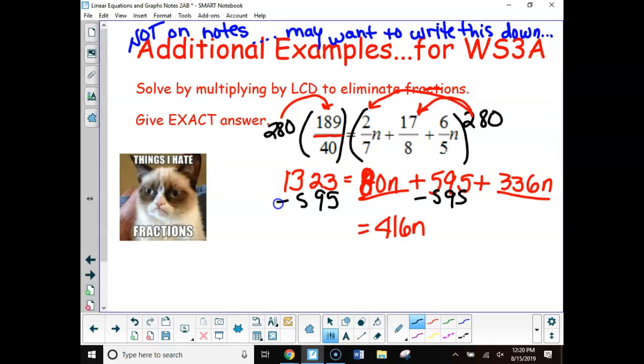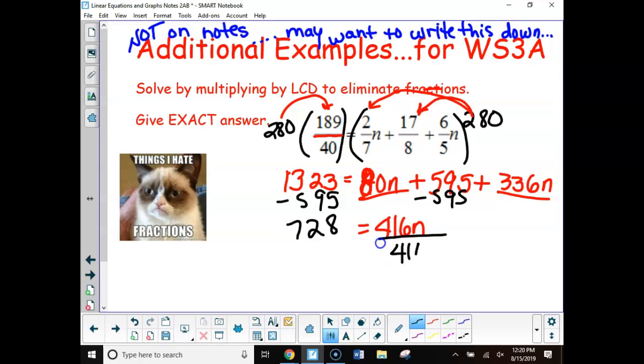If I'm not showing enough steps, I kind of forget that some of you are coming from regular Algebra 2 where your teacher probably showed every step. So if I'm not showing enough steps and you're not getting it, please just let me know, either out loud or tell me after class. I'll work to show more steps. 1323 minus 595, 728, anybody?